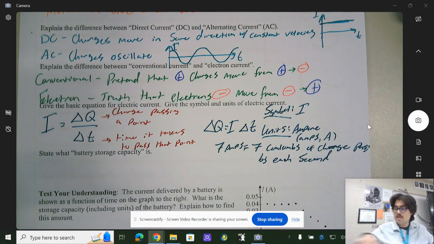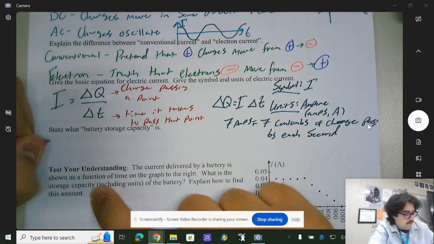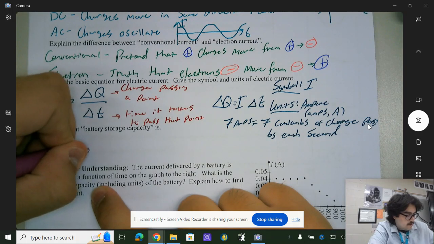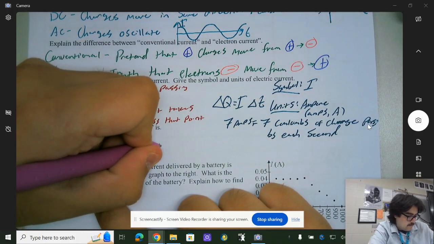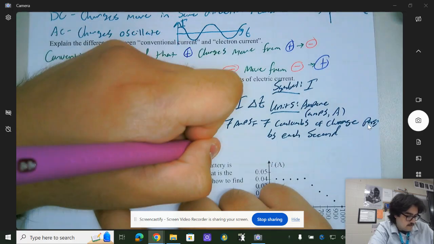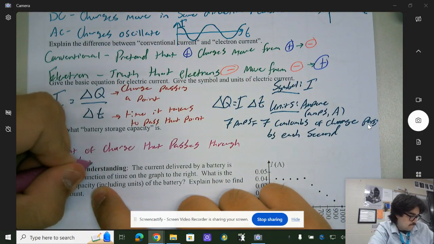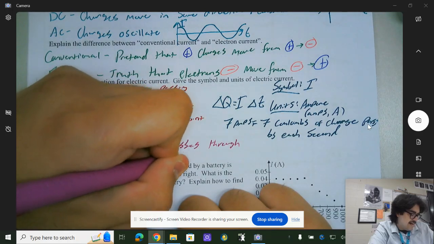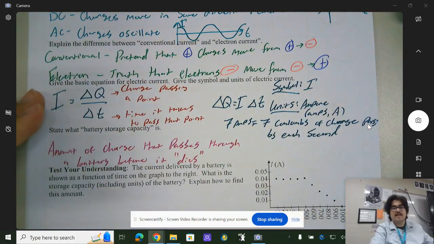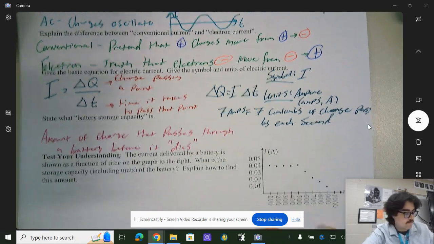Battery storage capacity. We don't really do too much with this, at least right now. But battery storage capacity is simply the amount of charge that passes through a battery before it dies. If a battery dies, it just doesn't work. This is the amount of charge that can pass through that battery before it dies.